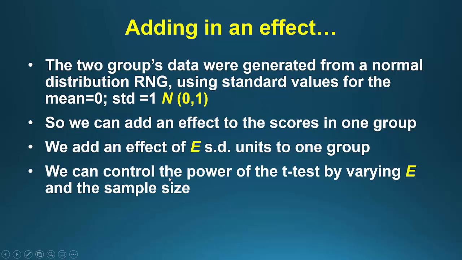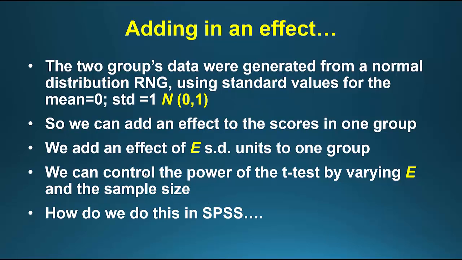That allows us to control the power of the data set by varying the size of E and the sample size. So if that's our Cohen's d effect size, we can use power calculation software to work out how much power this particular data set we're creating would have based on the sample size. We've chosen 200 with two groups of 100. So how do we do this in SPSS?